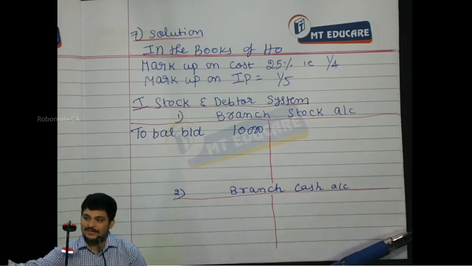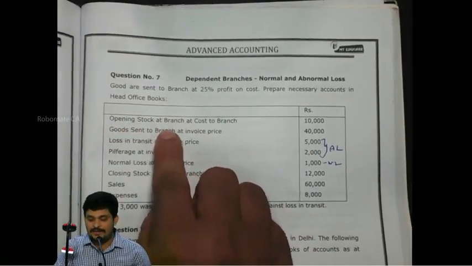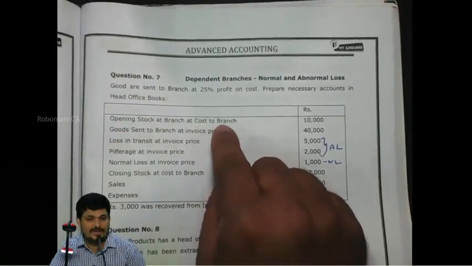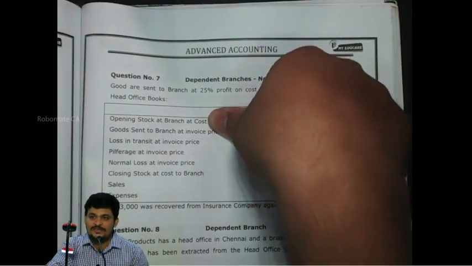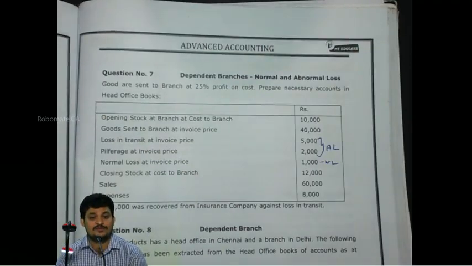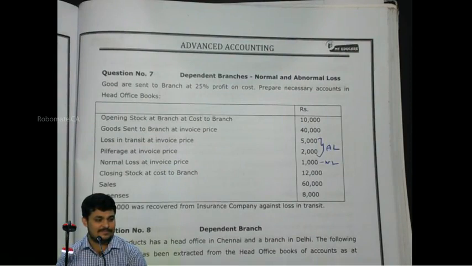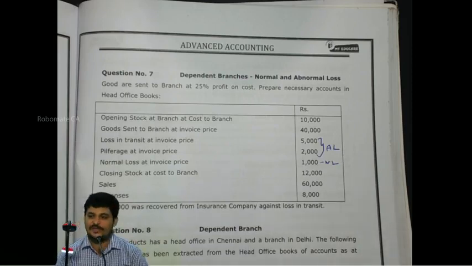Now listen. It is given opening stock at the branch at cost to the branch. Suppose the statement stopped like this: opening stock at branch at cost. Then I should have converted that into 12,500. But here, when it is given at cost to the branch, you should know it is already invoice price. So there is no need for converting into invoice price once again.